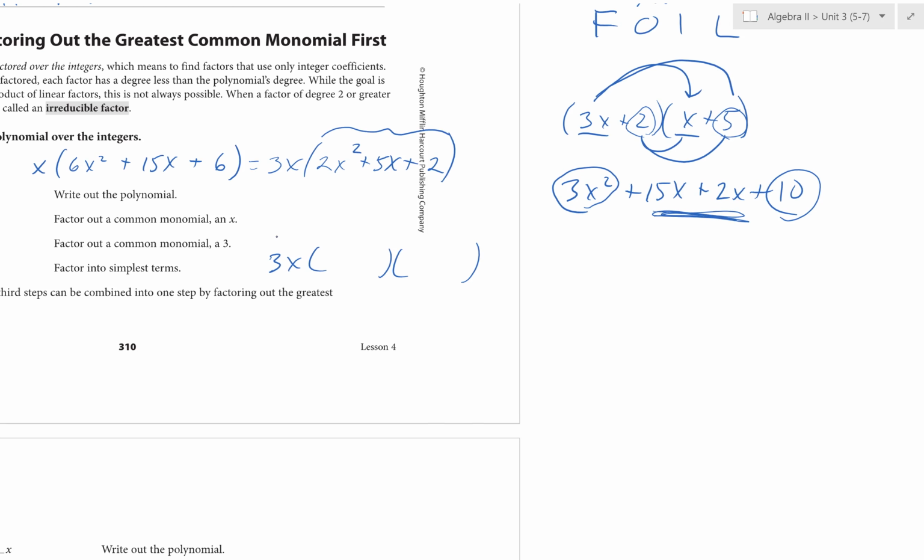Now if we go back to the problem that we were trying to factor here, in order to get a 2x squared, there's only one way that we can get it, and that is to multiply 2x times x. So the first two terms will give us the 2x squared that we need. The last term is a 2. The only way to get a 2 is to do 2 times 1, or it could be 1 times 2.